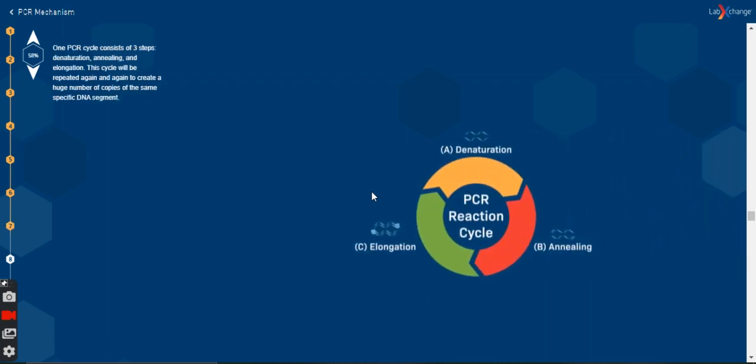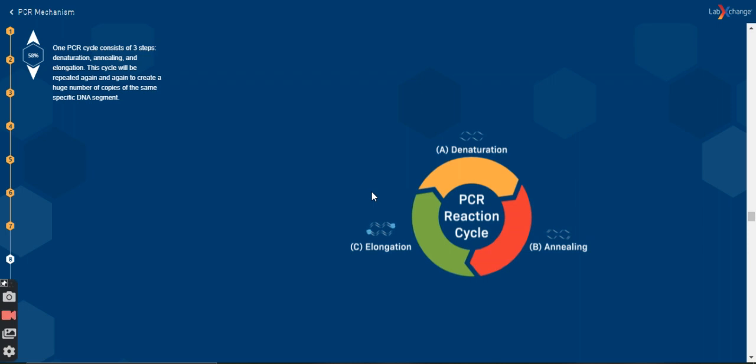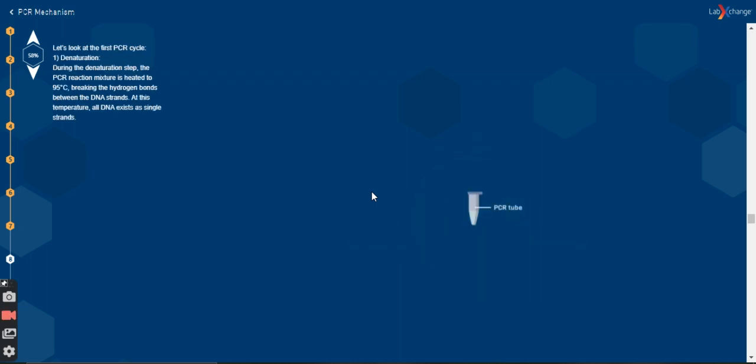One PCR cycle consists of 3 steps: denaturation, annealing, and elongation. This cycle will be repeated again and again to create a huge number of copies of the same specific DNA segment.